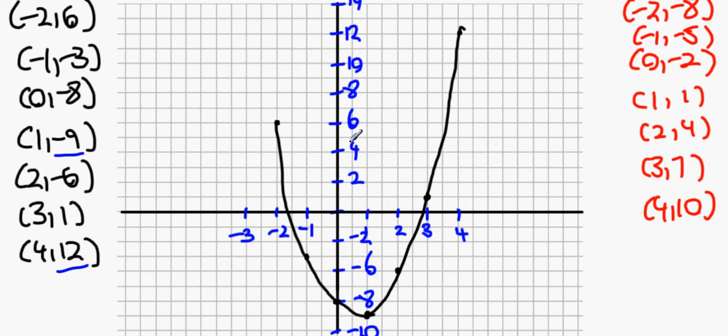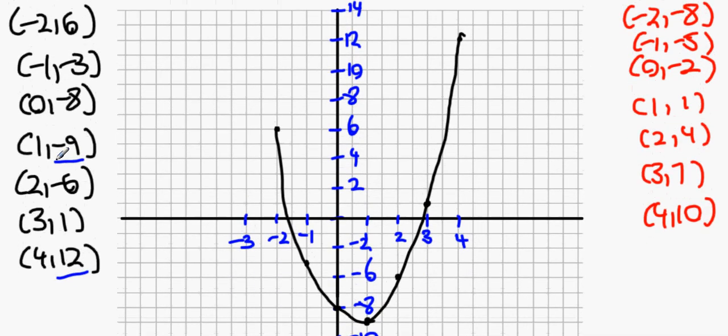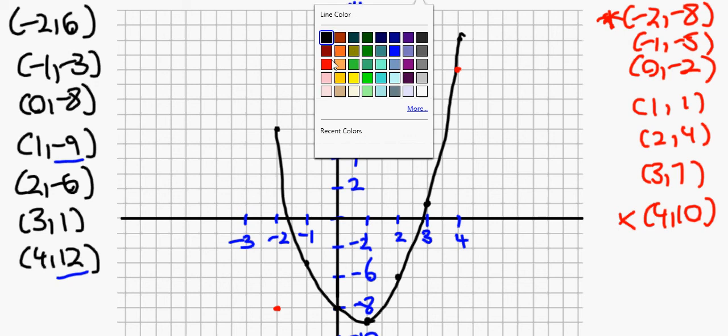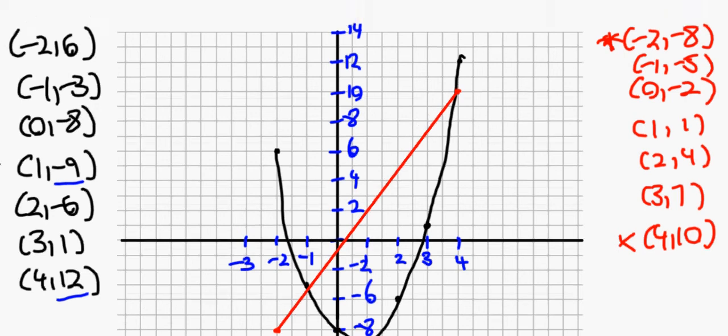Now we're going to do the line. And to do the line, we're just going to do the first and the last point. Remember, the short way of doing the line is to go first and last. Okay, so 4, 10 being from here to here. And then minus 2, minus 8 being around here. Then we're just going to draw a straight line from here to here. And we see that they intersect twice, okay? Now, that's your graph done.